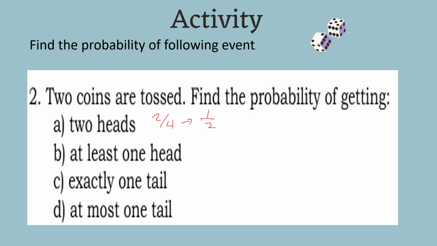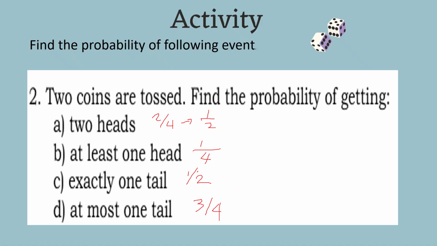Okay. Then at least one head, that's one fourth. And then exactly one tail, that's also one half. Exactly one tail is about one half. Okay, it should be one fourth, right? Or one half. And at most one tail, that's about three fourths.